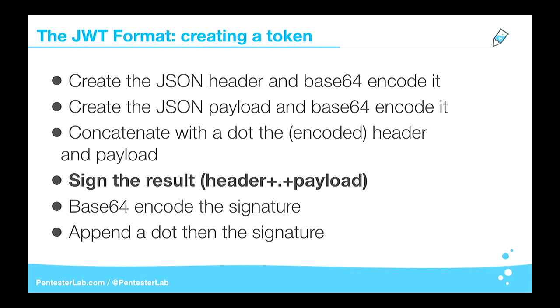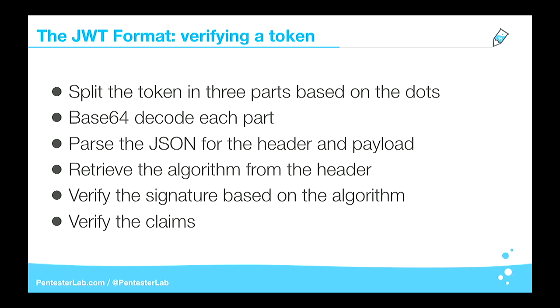So how do you create a token? You create a header, you base64 encode it, you create the payload, you base64 encode it, you put them together with a dot, and you sign the result of header dot payload. Even if we're going to use the header for the verification before we verify the signature, it's still part of the signature. And that's something a lot of people miss. Then you base64 encode the signature, you append a dot, and you put the signature, and you've got your big token.